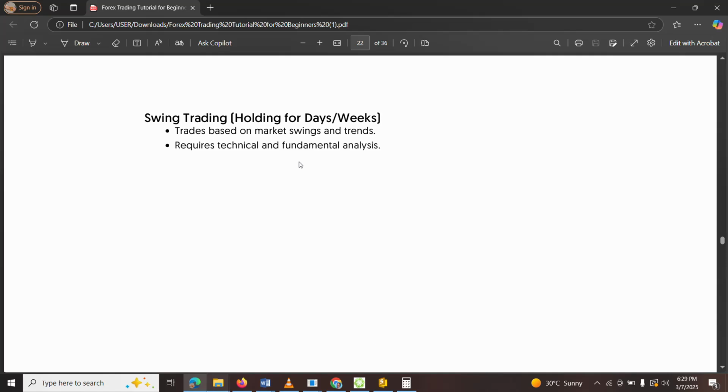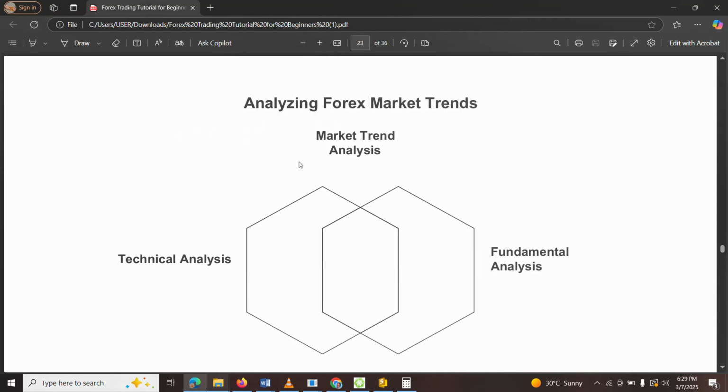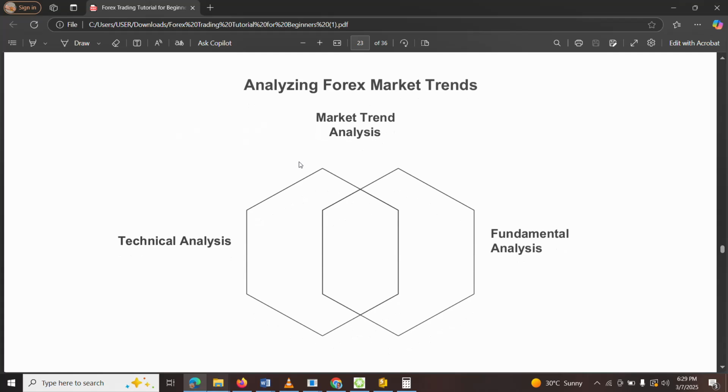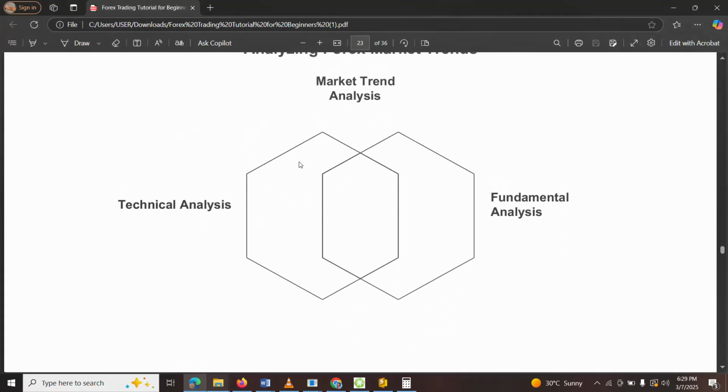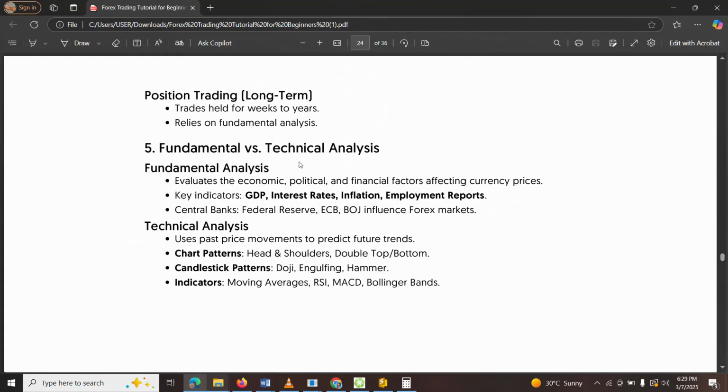For this tutorial, then we have the analyzing forex market trends. We have market trend analysis. We have technical analysis and the fundamental analysis. Then we have long-term trades. These ones are trades held for weeks to years, and they rely on fundamental analysis.